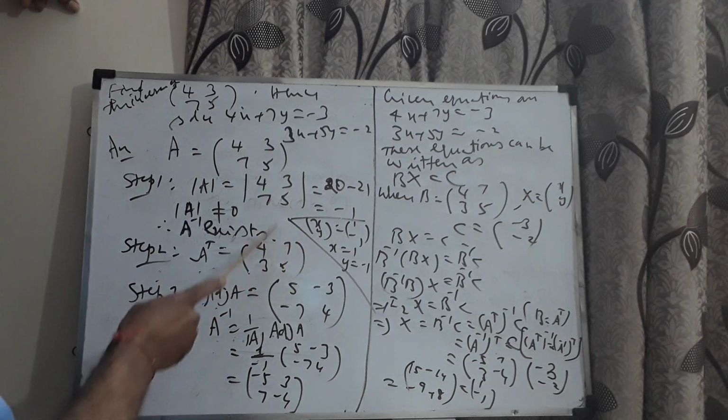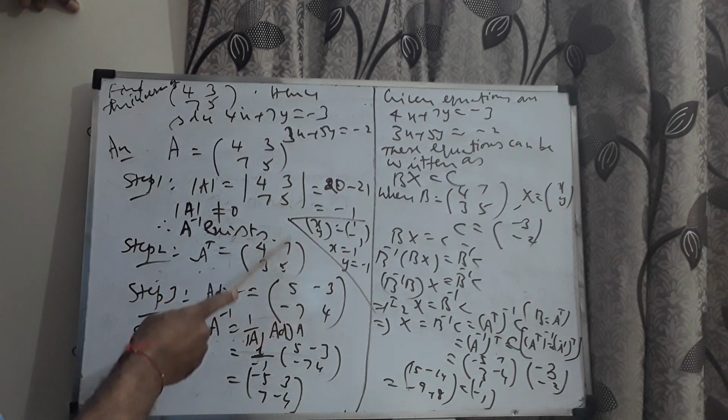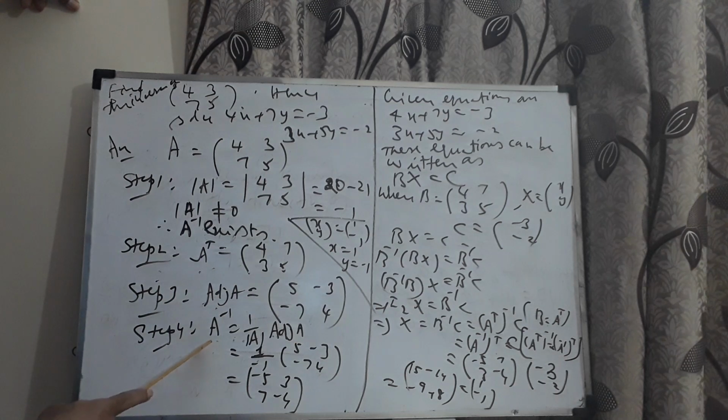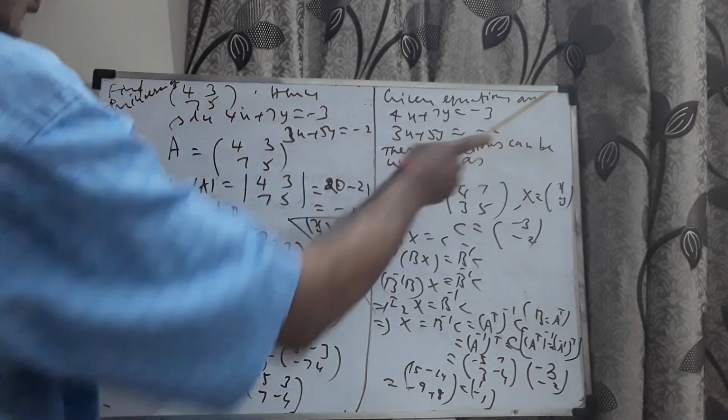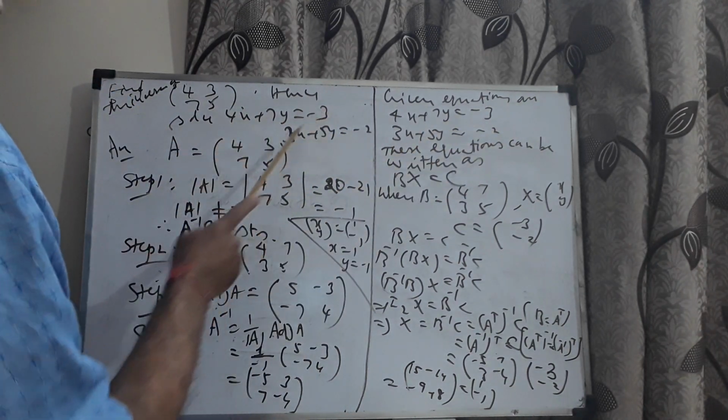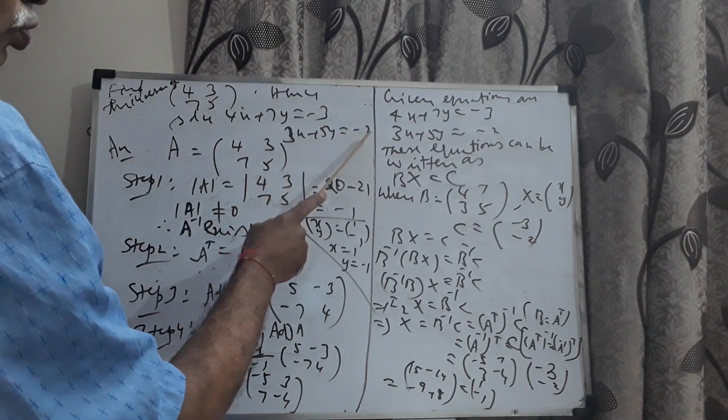Remove row and column: minus 3. Remove row and column: minus 7. Remove row and column: 4. Step 4, 1 by determinant A, adjoint A. Minus 5, 3, 7, minus 4. Given equations are 4x plus 7y equal to minus 3, 3x plus 5y equal to minus 2.